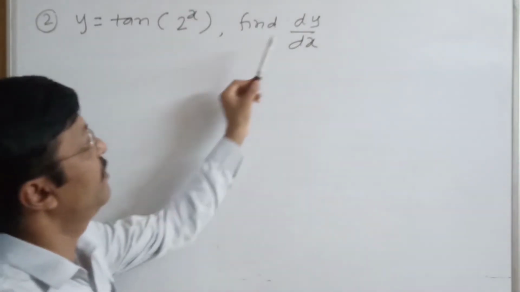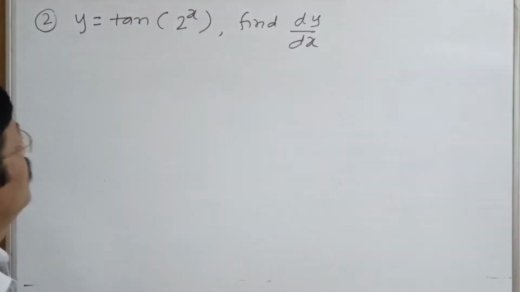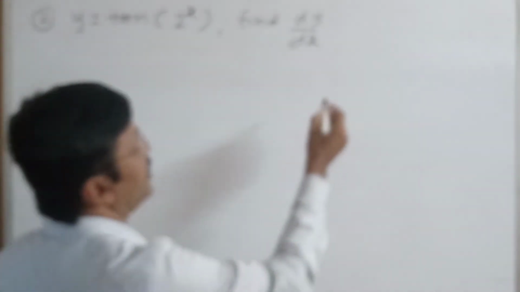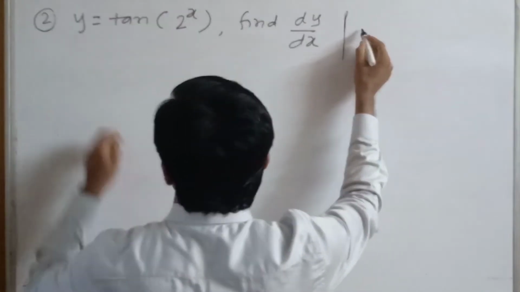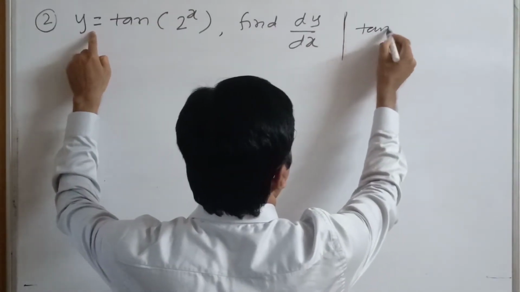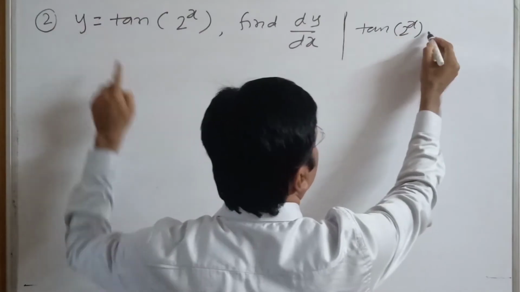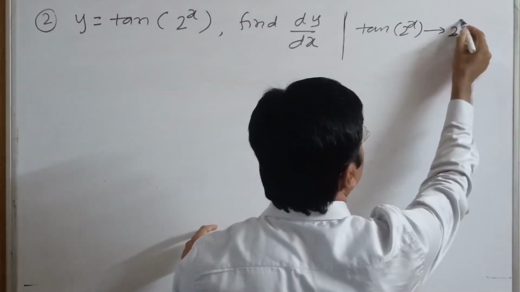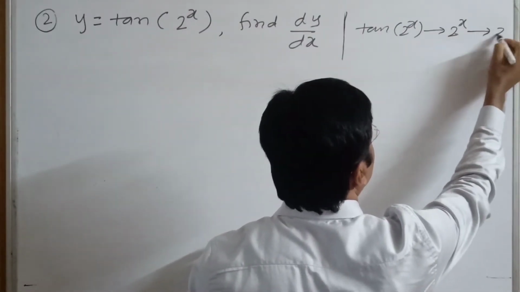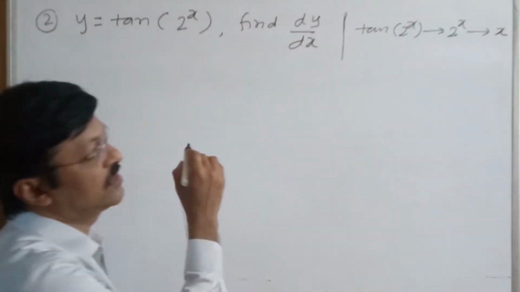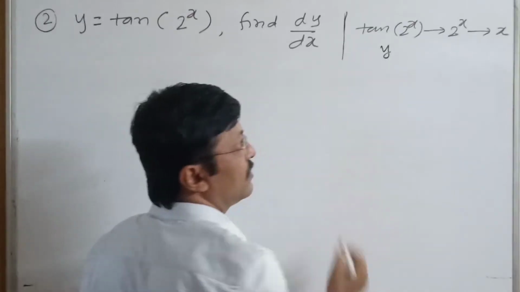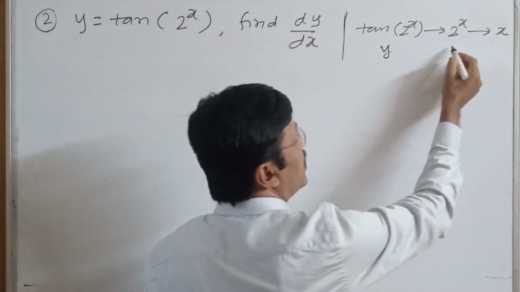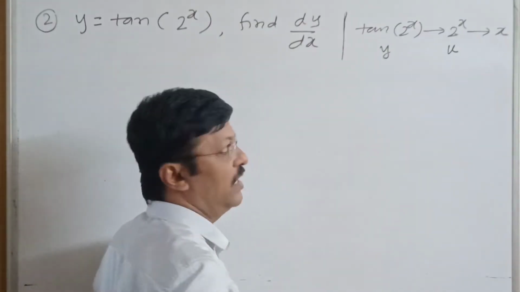y is equal to tan of 2 raised to x. dy by dx has to be found out. So what we do in rough, like I discussed in the last example, is take this tan of 2 raised to x, that's our given function, which is a function of 2 raised to x, and then 2 raised to x is a function of x. So how does the chain work? This tan of 2 raised to x is y, this 2 raised to x is u, and that is x.